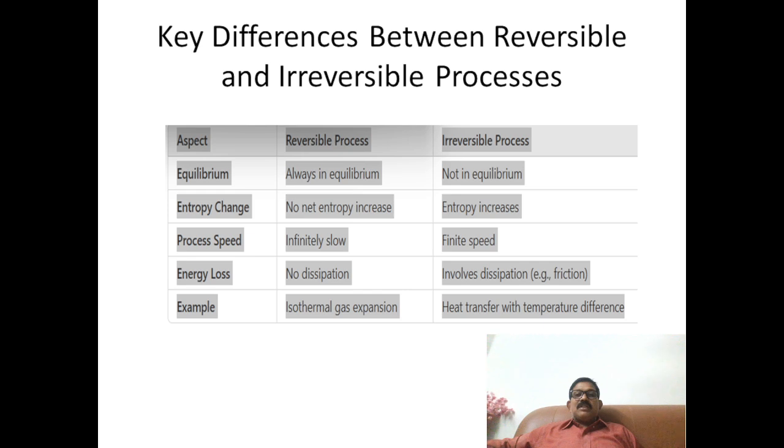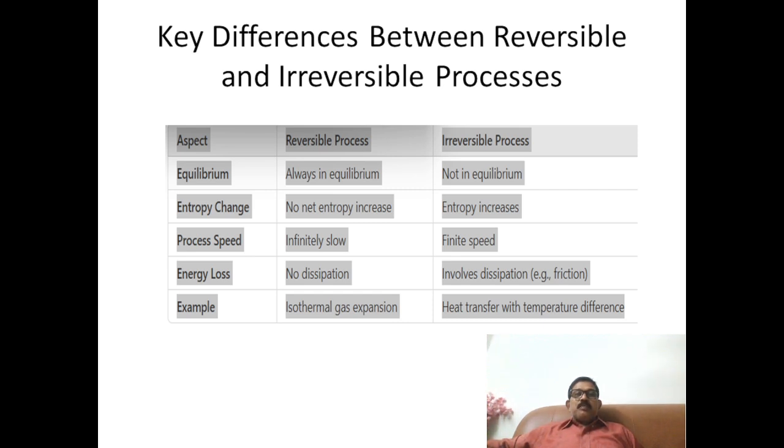The differences between reversible and irreversible processes. The first aspect is equilibrium. A reversible process is always in an equilibrium state. In an irreversible process, there is no equilibrium attainment at all. The next aspect is entropy change. In a reversible process, there is no net entropy increase, and in an irreversible process, entropy increases.